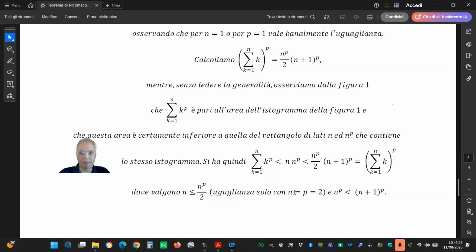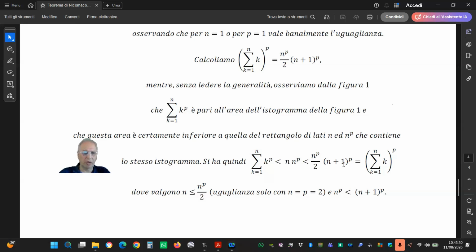Now for each of the two terms, we find a further upper bound. We bound n with n to the power of p over 2. We see that this equality holds only when n equals p equals 2. So in general, we write n is less than or equal to n to the power of p over 2. n to the power of p is less than n plus 1 to the power of p.